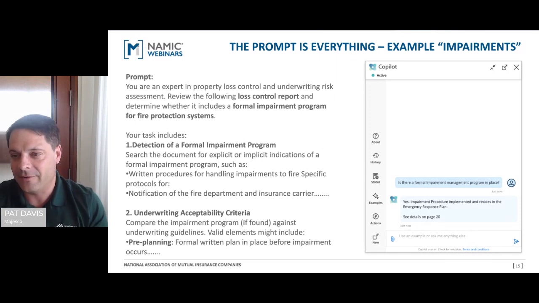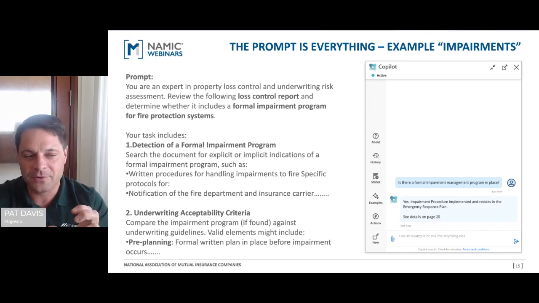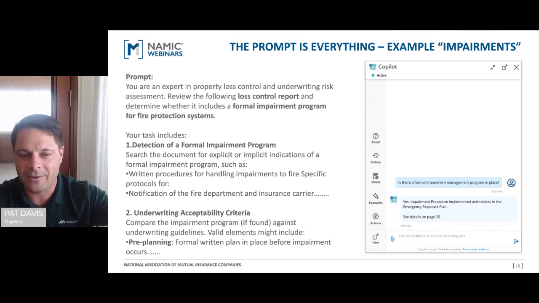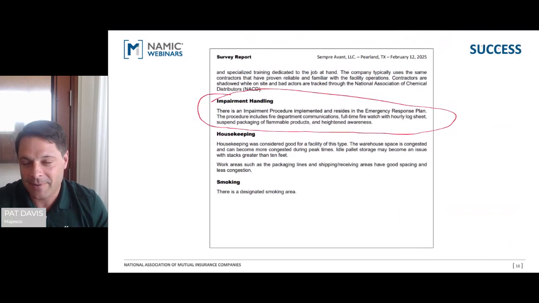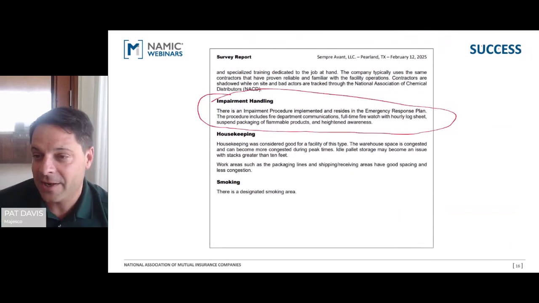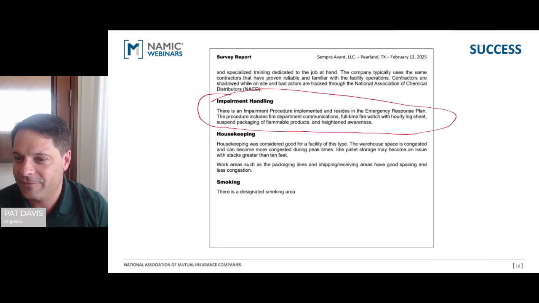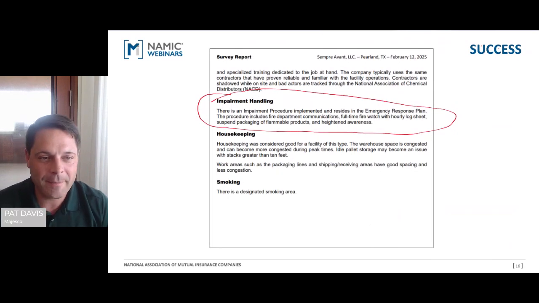Now, I'm going to give you an easier example out of this document, but you'll get the point. When we ran this in our Copilot, we asked, is there a formal impairment program? It said, yes, there's an impairment program. It's on page 20. But this impairment program is actually called impairment handling. So this is not OCR. This is not Control F, find. It's saying there is an impairment procedure implemented and resides in the emergency response plan, includes fire department communication, full-time fire watch, hourly log sheet, suspended package of flammable products, and heightened awareness.